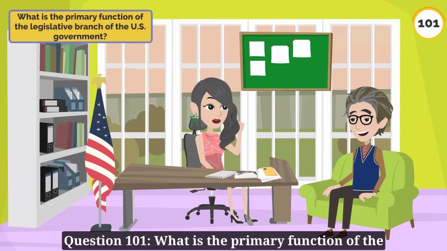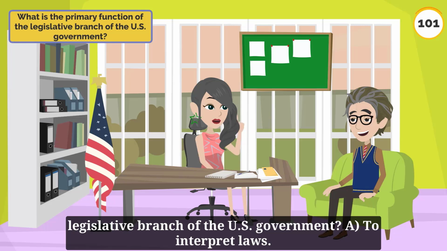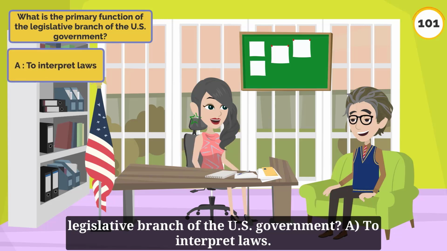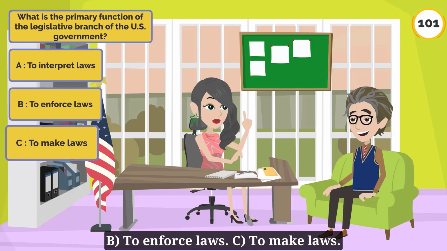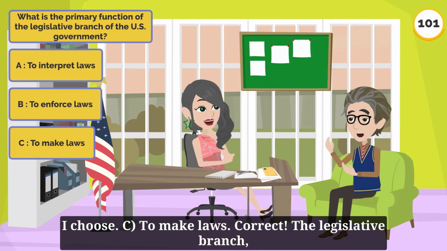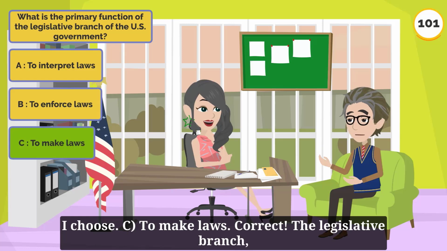Question 101. What is the primary function of the legislative branch of the U.S. government? A. To interpret laws. B. To enforce laws. C. To make laws. I choose C. To make laws.